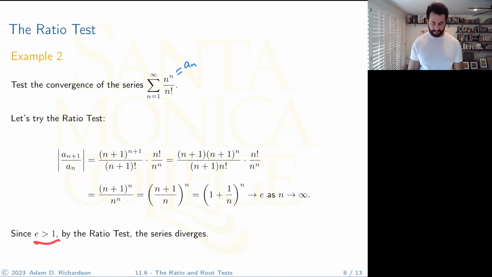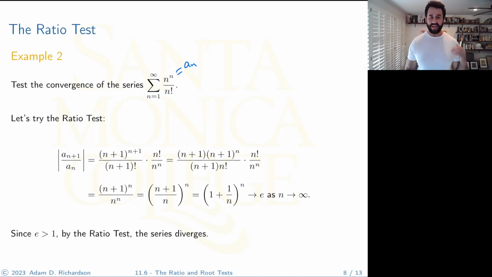But of course, e is bigger than 1. So by the ratio test, this series diverges. It's a divergent series. There it is. Add up all these terms, they're just growing too fast. You're going to blow up to infinity.